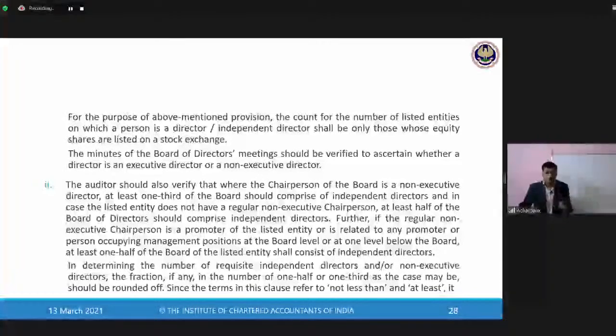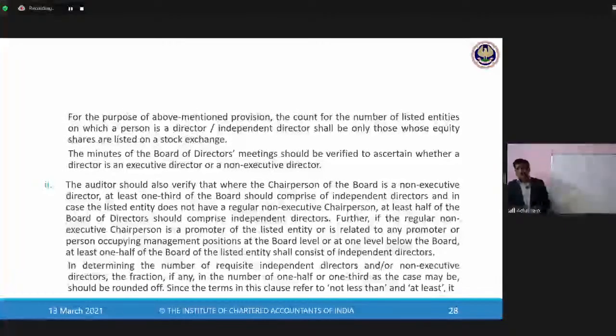The auditor needs to ensure that the composition which was prescribed has been continuing throughout the year. If that has not been continuing throughout the year, that is something the auditor needs to report on. Because if there is any sort of violation in respect of any of those provisions, then it comes down to the responsibility of the auditor to report any such matters.